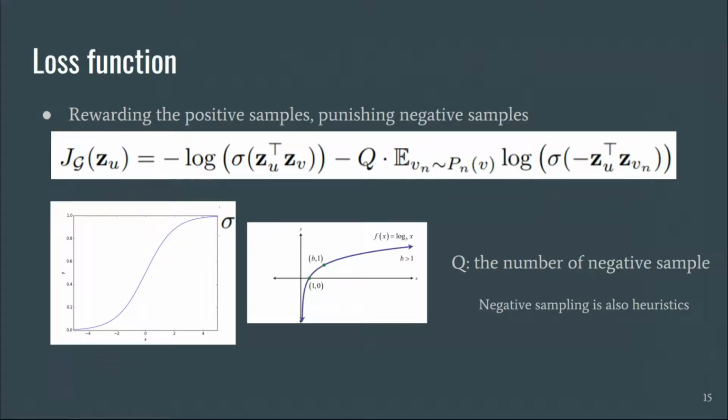So this is the expectation of that information, and then by this minus, we punish the negative samples. That's the other way to say it. We reward the positive samples, and then we punish the negative samples. Okay? So that was the whole loss function.